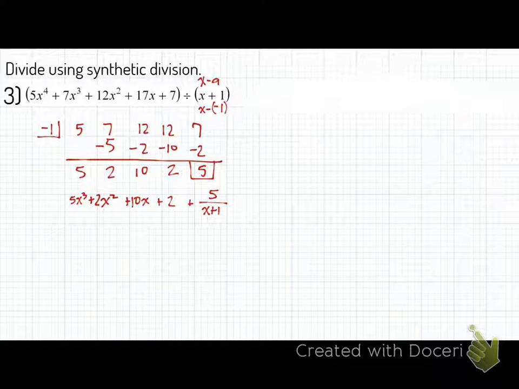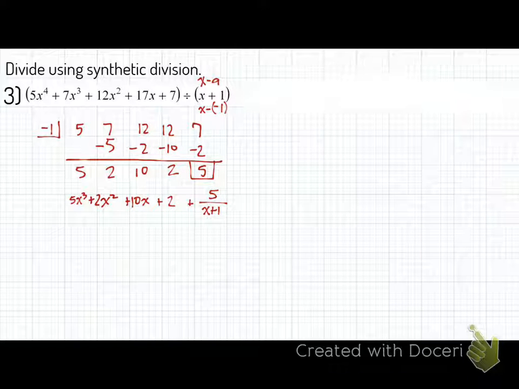Make sense? And that's your answer. What? It's supposed to be 17, not 12. Did I mess up? Yeah. Where? It's 17x, not 12x. Oh. Okay, let's just pretend it was 2.